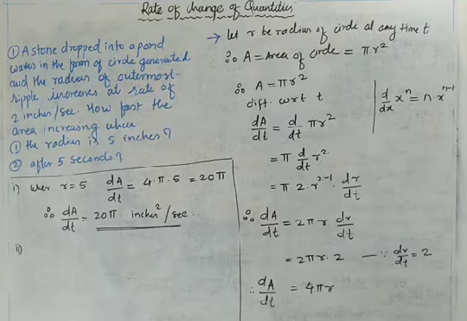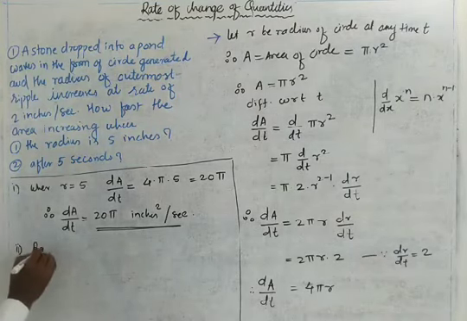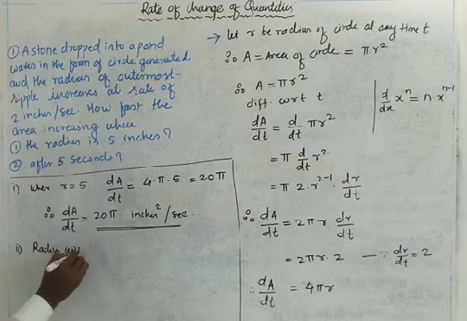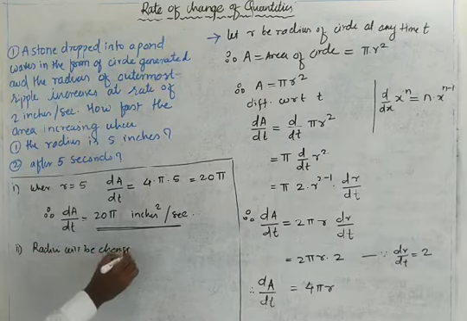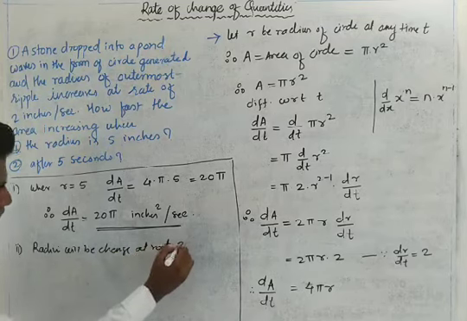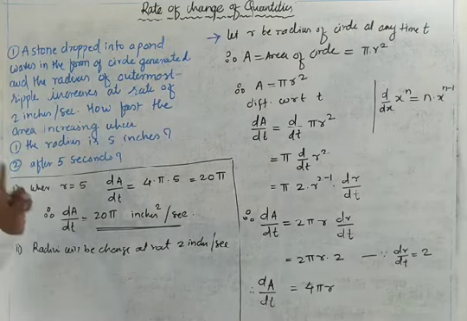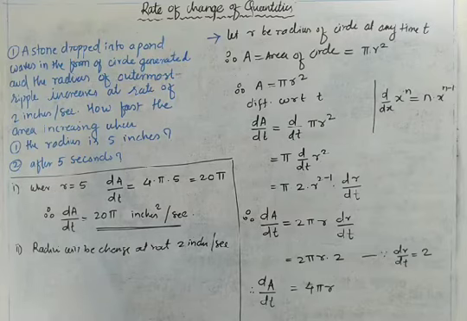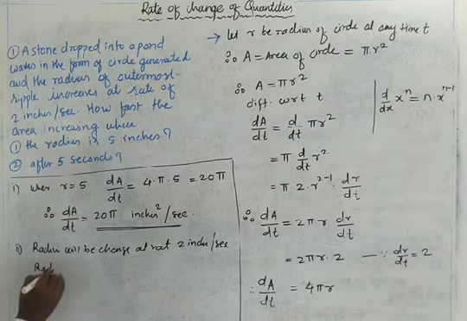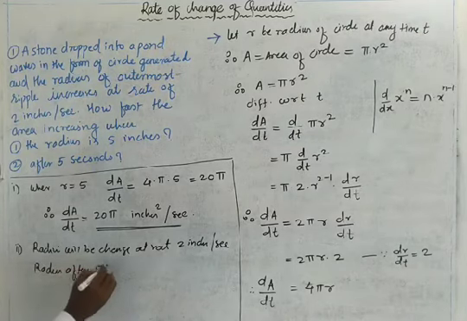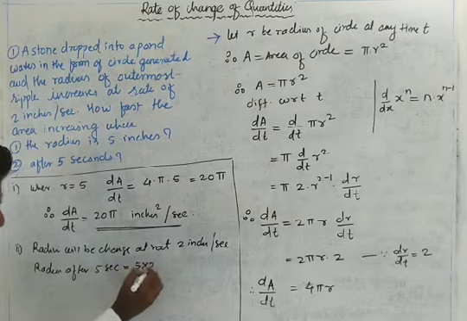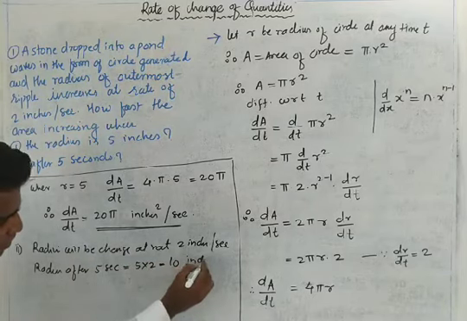So the radius will be changed at the rate of 2 inches per second. So for every second it changes by 2 inches. So after 5 seconds, what should be the radius? The radius after 5 seconds is equal to 5 into 2, that is 10 inches.